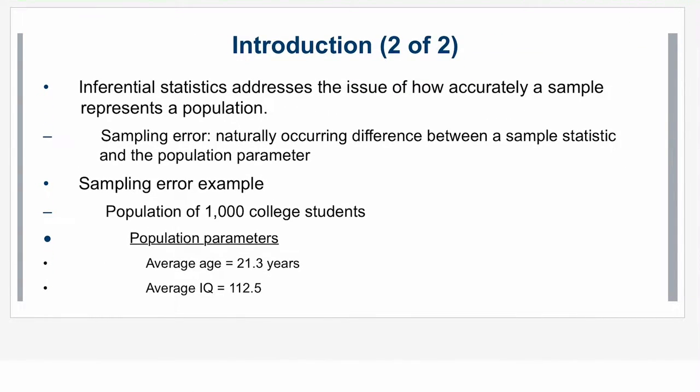So remember, the basic goal is to use the limited information from samples as the basis for reaching general conclusions about the population. So again, it's addressing the issue of how accurately that sample is representing the population. The basic difficulty with this is sampling error. And so, what is sampling error? Well, it's the natural difference that happens between a sample statistic and the population parameter. Basically, there's always going to be a discrepancy, right?